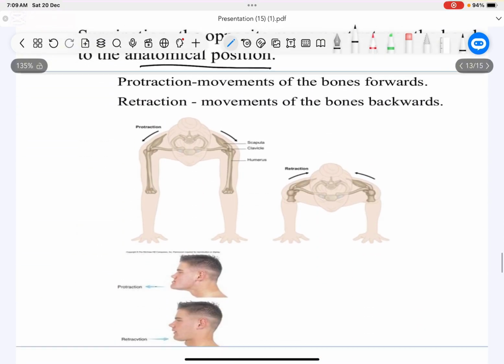Then protraction and retraction. A very good example we can give is scapula and mandible. Protraction, movement of the bones forward. In pushing action we do like that. Movement of the mandible forward is protraction. Then when it is moving backwards to its normal position, we say it is called retraction. Retraction of the scapula, retraction of the mandible.